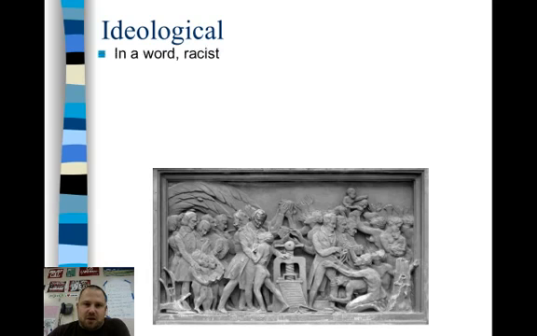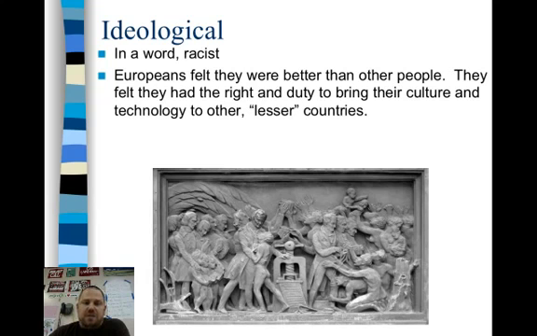Ideological reasons are, in a word, just racist. The Europeans felt that they were better than other people. They believed that they had a right and a duty to bring their culture and their technology to countries that they viewed to be lesser than themselves. We mentioned this as being social Darwinism before in the Berlin Conference screencast.